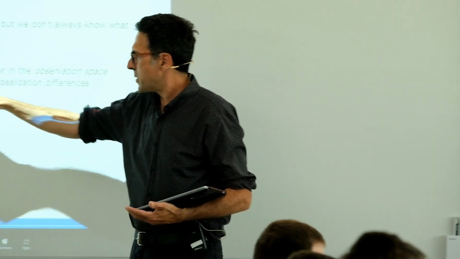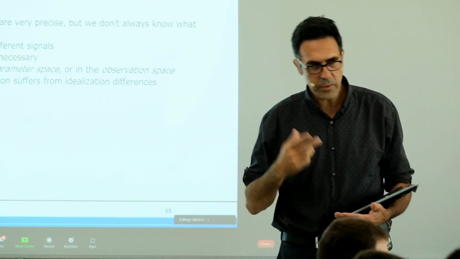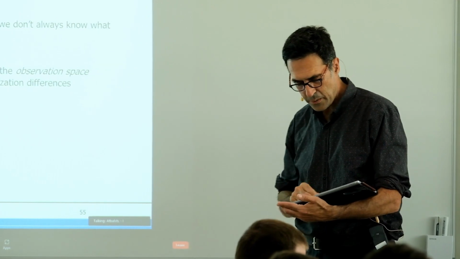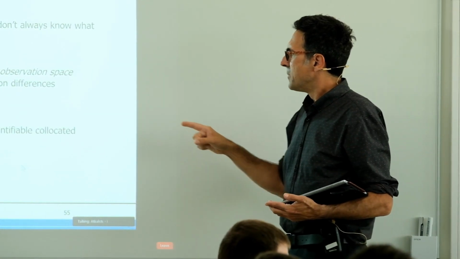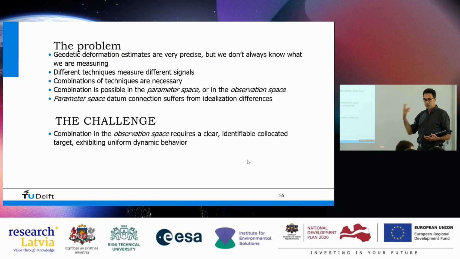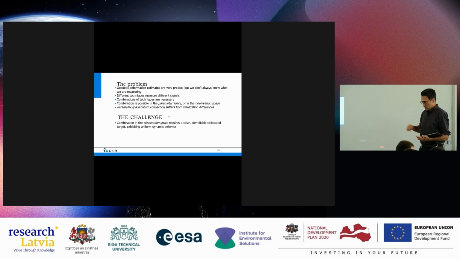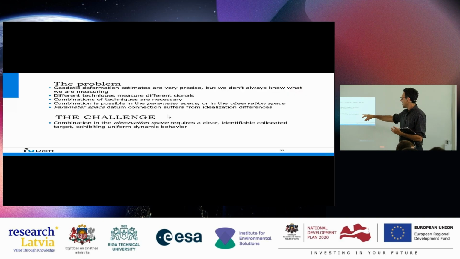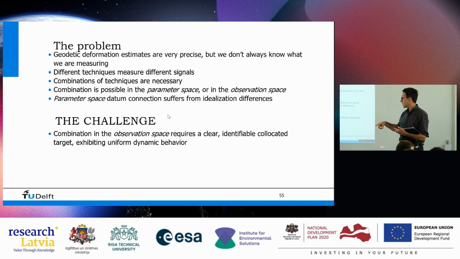So if we do it in the parameter space, it will be difficult. So actually there is a need to look at it in the observation space. The challenge is, can we do this combination in the observation space, meaning that we're really looking at points that stem from the same physical object? And if we want to do that, we need a clear, identifiable, collocated target, which has the same dynamic behavior. So if that target moves, it should be measured by the GPS and the leveling and whatever.